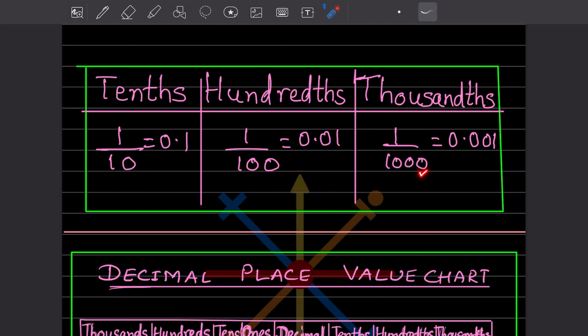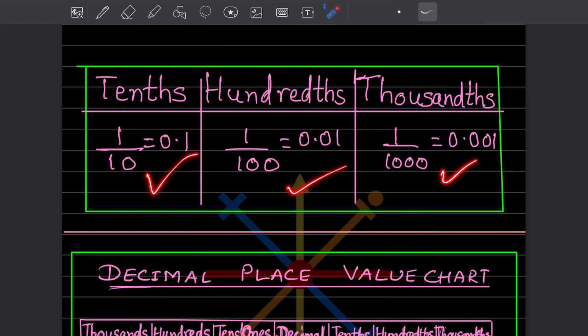This is 1, 2, 3. 3 zeros. So the numerator is 1. So write 1 and you will go backwards 3. But there is only one number, which means you will put 2 zeros here and then put a point over here. So you have to go this way, from right to left. So hope you got it. 1 by 1000 is 0.001.